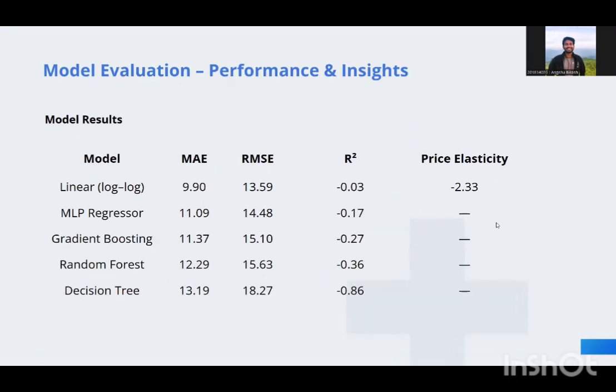Here we have used mean absolute error, root mean square error, and R square for evaluations. Now, surprisingly, the linear log model outperformed others in mean absolute error and RMSE, though it has a slightly negative R square. As you can see, it estimated the price elasticity at minus 2.33, meaning a 1% price drop would lead to approximately a 2.3% increase in demand, indicating moderately elastic behavior. The tree-based models and MLP didn't perform well, likely due to limited data size and feature sparsity.